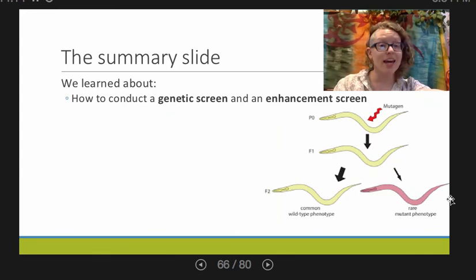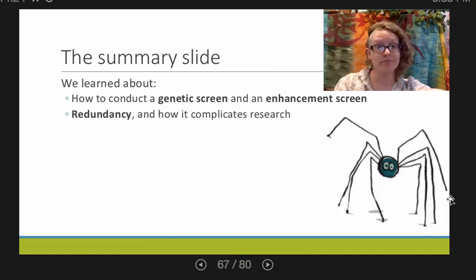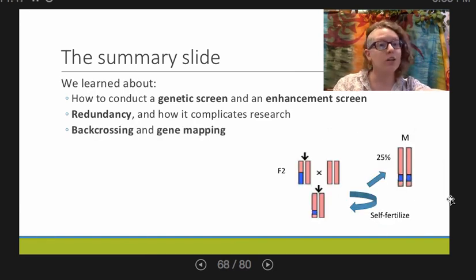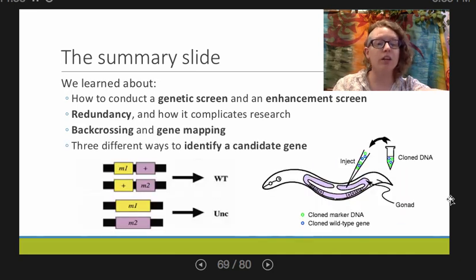So, it's time for the summary slide. Today, we learned how to conduct a genetic screen and an enhancement screen. We learned about redundancy in our multiple spider legs and how it complicates our research. We learned about back-crossing and gene mapping and talked about ways to isolate a mutation so that we could figure out where it is. And we learned 3 different ways to identify a candidate gene. Though secretly one of them doesn't identify the candidate gene, it instead identifies pathways.